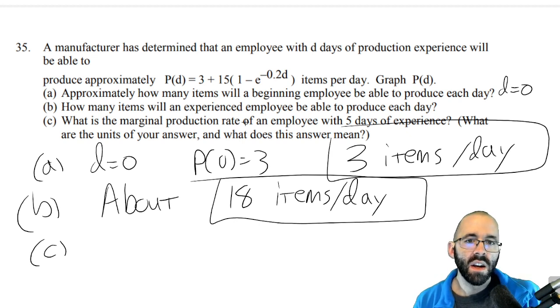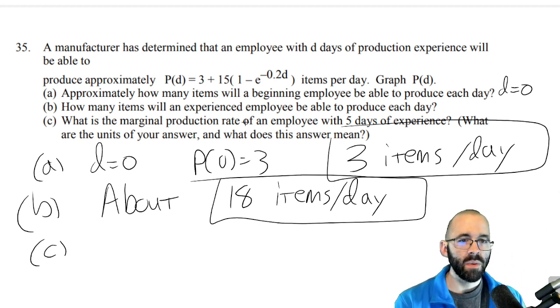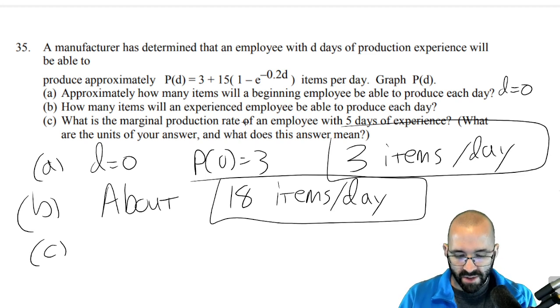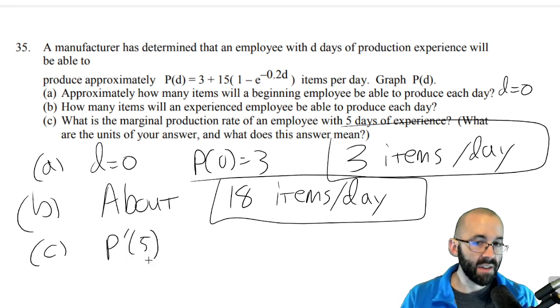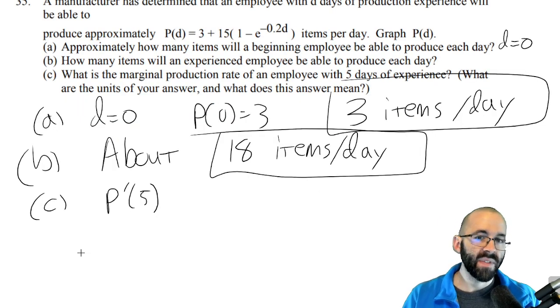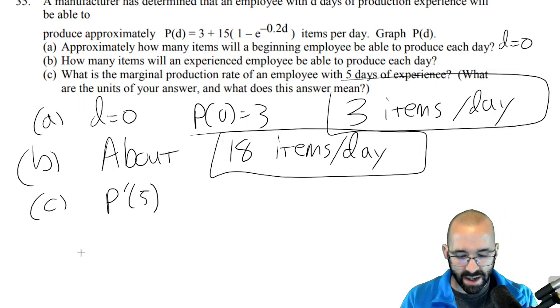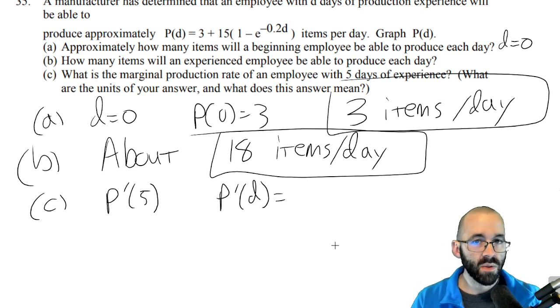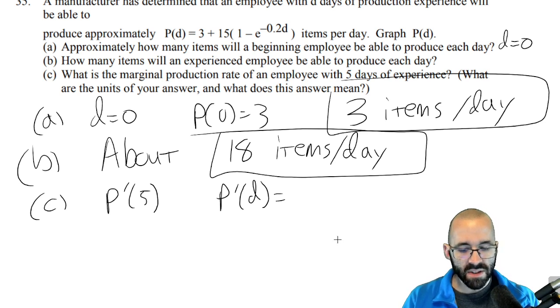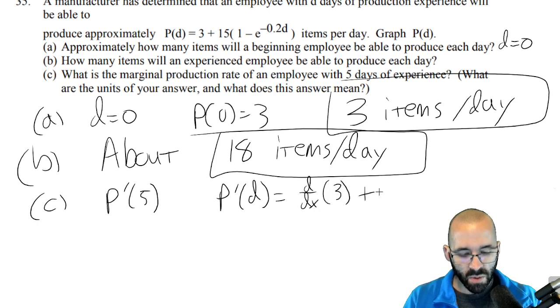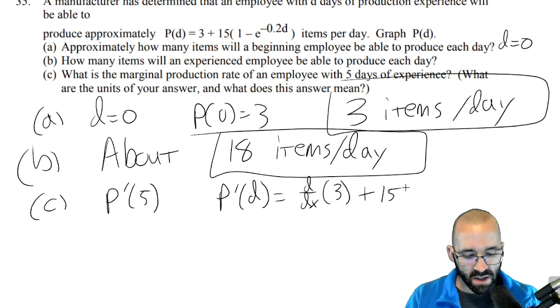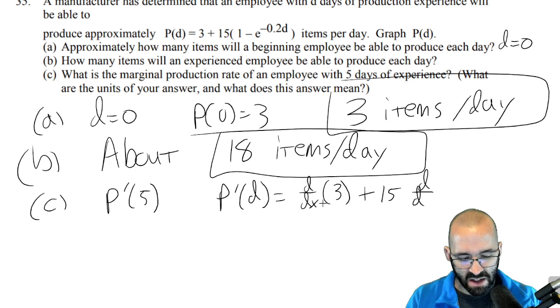All right. So what is the marginal production rate of an employee with 5 days of experience? That's going to be P prime of 5. We need to find P prime, then we'll plug in 5, then we'll interpret our answer. Okay. So P prime of D, the derivative of P with respect to D, well, we'll have to take the derivative of this function. Well, that's the derivative with respect to D of 3. We can use the constant multiple rule to bring out the 15. Derivative with respect to D.